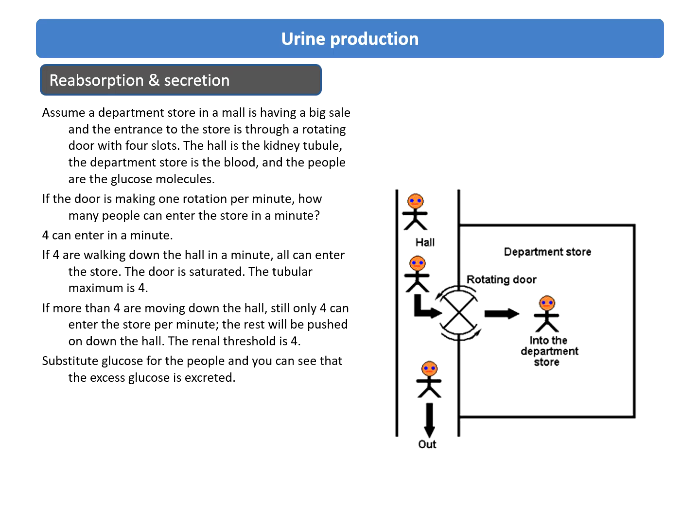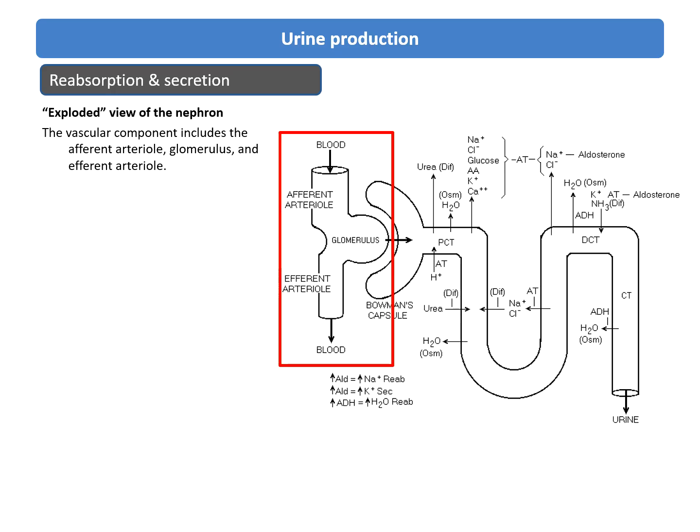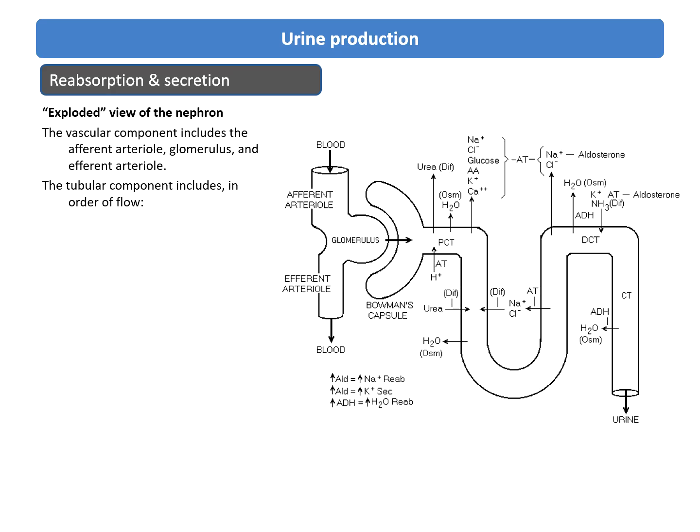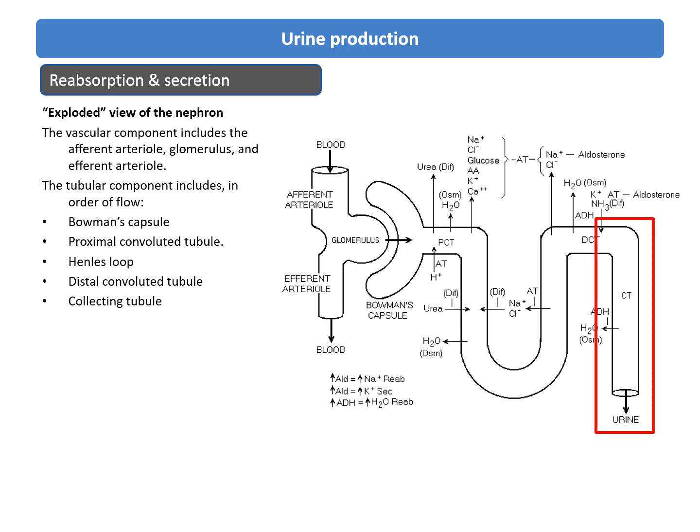Substitute glucose for the people, and you can see that the excess glucose is excreted. Here's an exploded view of the nephron. The vascular component includes the afferent arteriole, the glomerulus, and the efferent arteriole. The tubular component includes, in order of flow, the Bowman's capsule, the proximal convoluted tubule, Henle's loop, the distal convoluted tubule, and the collecting tubule.